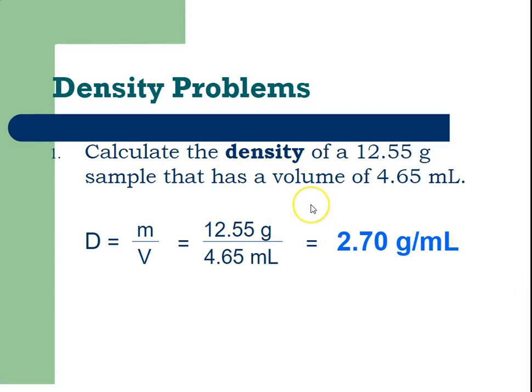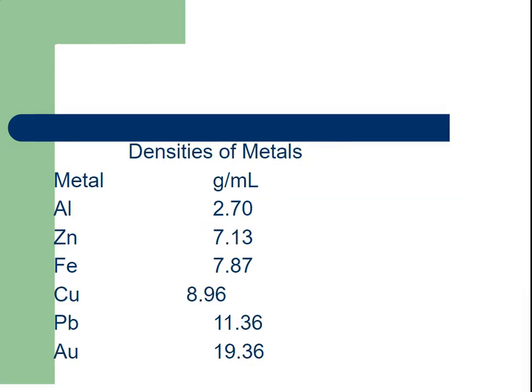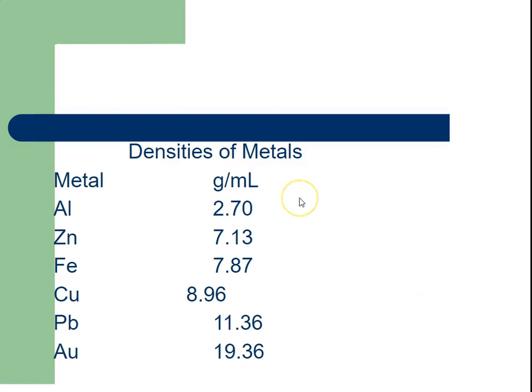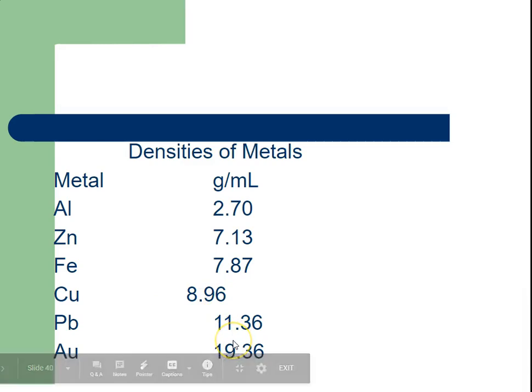We could end up using this kind of information to ID or to figure out what some unknown solids may be. If I knew this was a piece of pure metal, but I didn't know what metal it was, I could figure out the density of it and compare it. Now this is just a couple of well-known metals. Aluminum has a relatively low density, 2.70 grams per milliliter. As you move down on the periodic table, as you move up in atomic number, which we'll talk about later in the course, metals tend to become more and more dense. So by the time you get down to gold, that's 19.36 grams per milliliter, which is a lot more dense than aluminum.